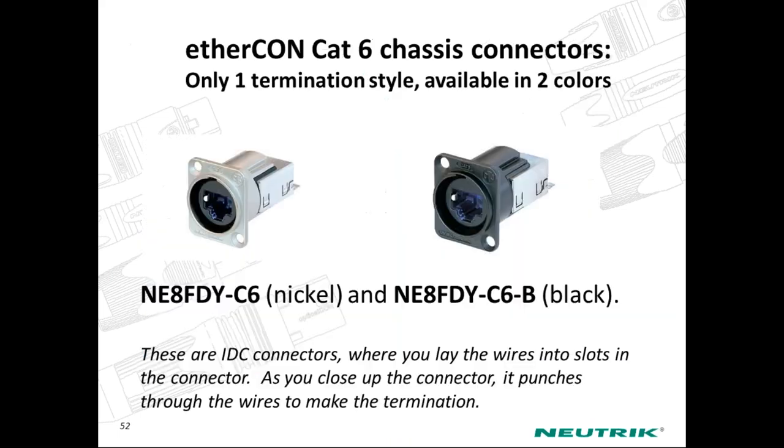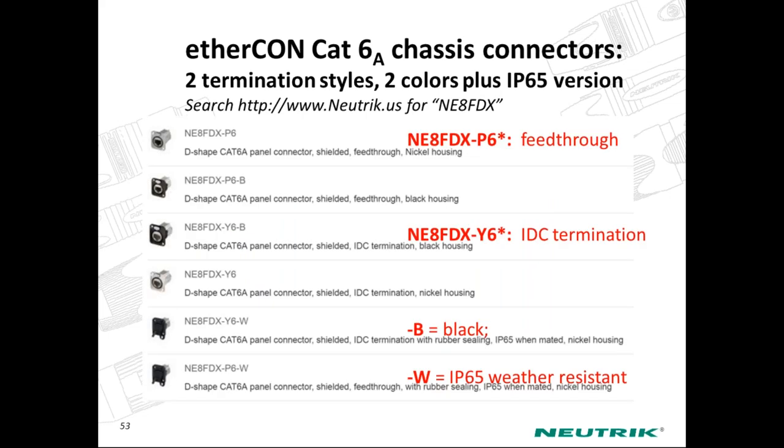Let's look at etherCON Cat6. You've only got one termination style, it's IDC, that's it. And you can get it in nickel or black. It's a very simple line, it's only those two parts. Next page, we have etherCON Cat6A. And here the big issue is P6, which means pass-through, Y6, which means IDC termination. And then when we look at the suffixes, -B is black and -W is weather-resistant.